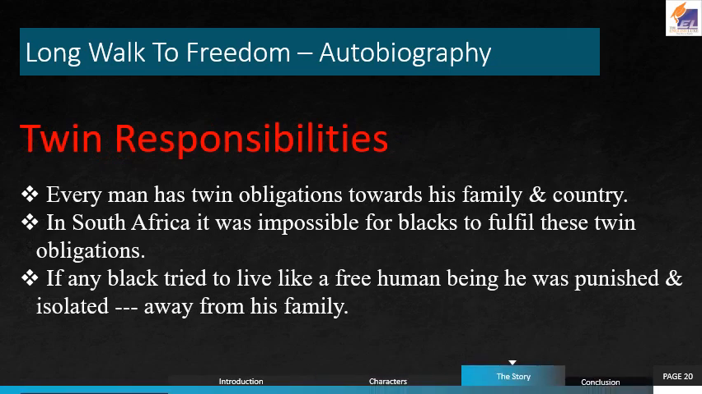Nelson Mandela thought that every man has twin obligation. He has a duty towards his wife and children and an obligation to his people and country. In South Africa, it was impossible for blacks like him to fulfill both those obligations. If any black tried to live like a free human being, he was punished and isolated. He was forced to live an isolated life away from his family. He was forced to live a life of rebellion and secrecy.